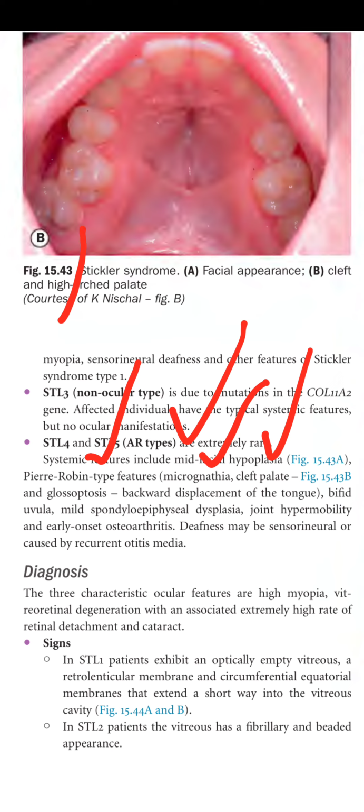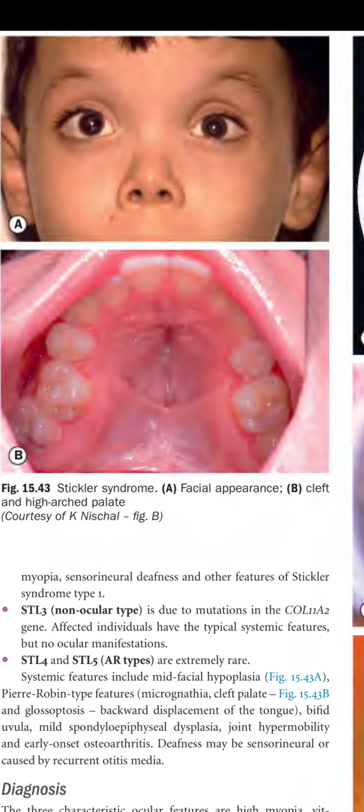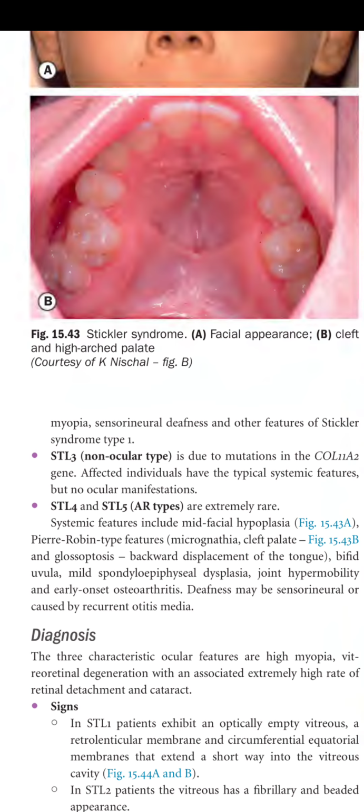Bifid uvula, spondyloepiphyseal dysplasia, joint hypermobility, and early onset osteoarthritis. Deafness may be sensorineural or caused by recurrent otitis media. So this is Stickler syndrome. A is showing us a facial appearance. B is showing us a cleft and high arched palate.